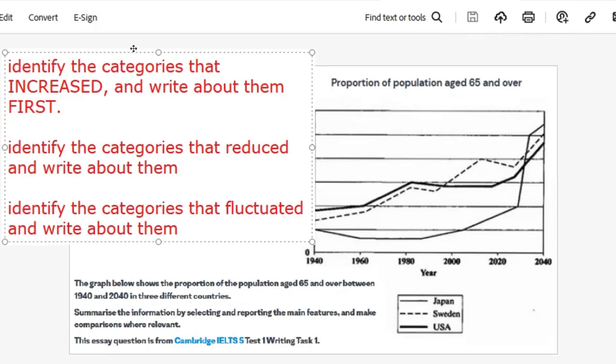Paragraph 1 should be for introduction and overview. Then for paragraph 3, take the countries that reduced and write about them. Then if there's any country that fluctuated, maybe 1 or 2 countries, write about those ones in the last paragraph. That's how you deal with it. I hope I've addressed that question from the person asking about many countries.